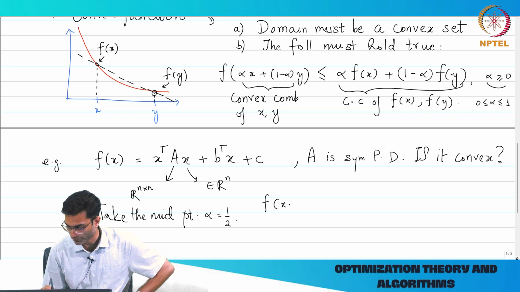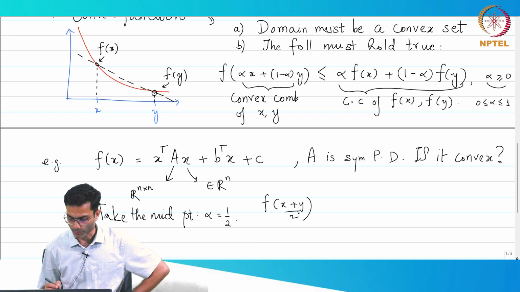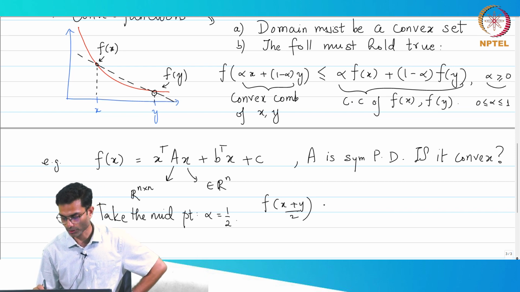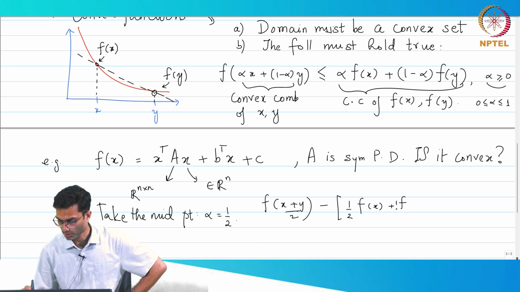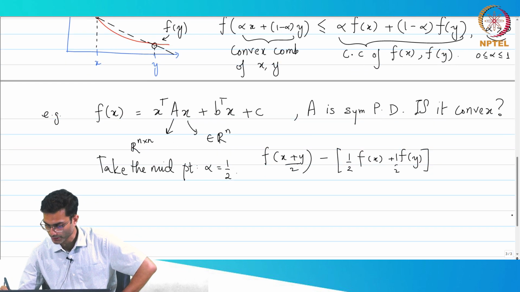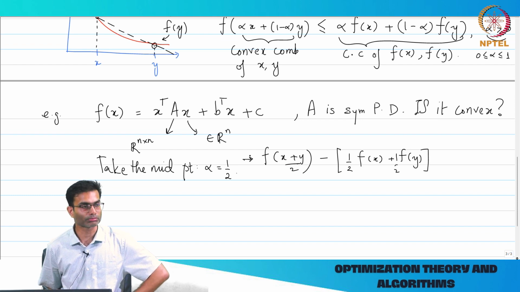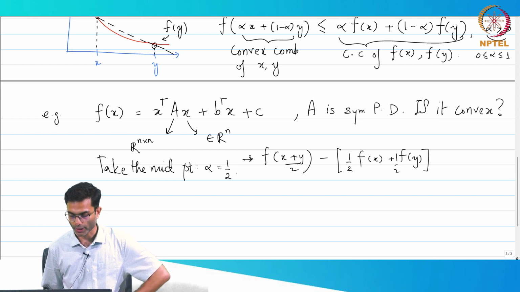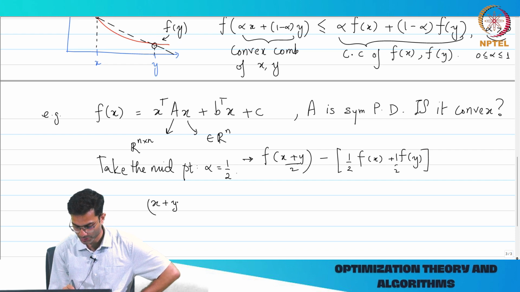So let's look at f of (x plus y) by 2. What am I going to get? And what do I need to compare it with? I need to compare it with half of f of x plus half of f of y, right? This is what I need to look at. Okay. So let's open it up, right? So I can combine all the A terms. What am I going to get? Or let's write it out explicitly for the first time.